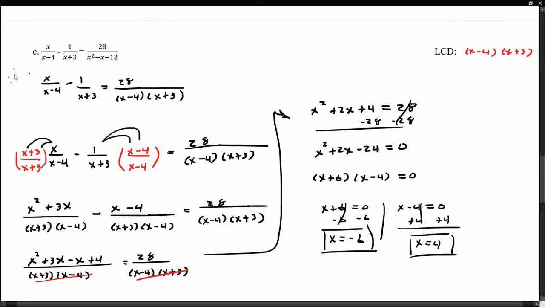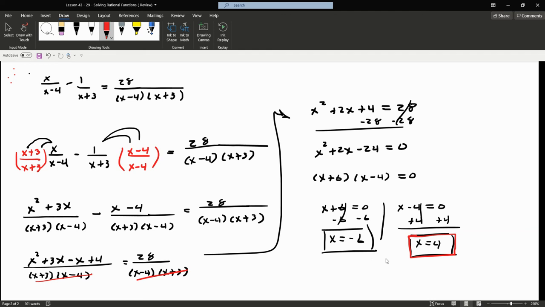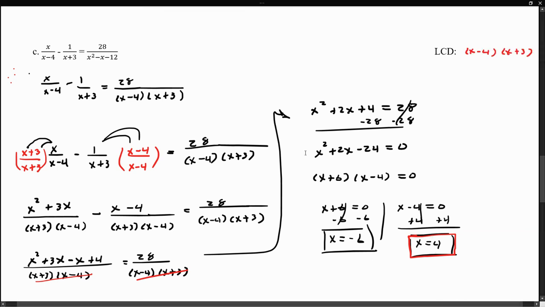So let's check the value of 4. Let's check if we have an extraneous solution at 4. But notice that if I take a look at the value of 4 and I plug it into the first denominator, that's going to give me a 0 in the denominator. So therefore, I cannot consider this a solution. This is an extraneous solution. So therefore, I'm not going to take it into consideration.